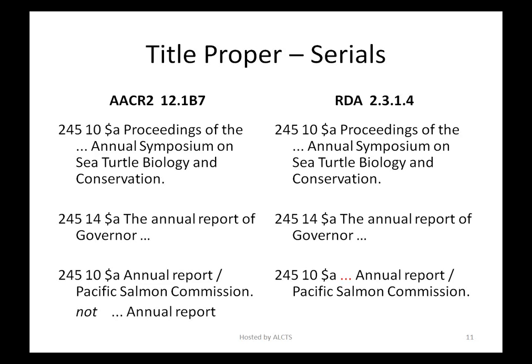This is a change from AACR2 in RDA. We are told that if a title of the serial includes a date, name, number, etc. that varies, omit this date and use a mark of omission to indicate such omission. And there's nothing about saying don't use that mark of omission at the beginning of the title. So you can see the first two examples on this slide are identical in AACR2 and RDA, but the third one is the one that's different, where the date appears in the beginning of the title. We would include those ellipses in the RDA transcription.